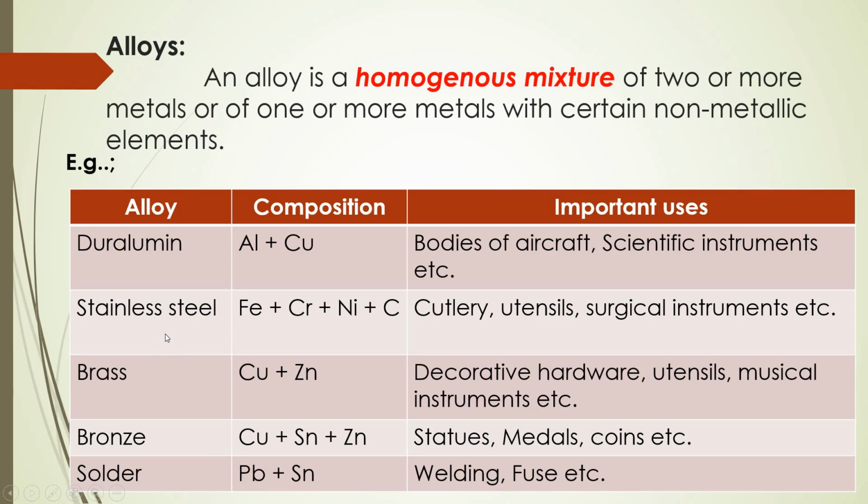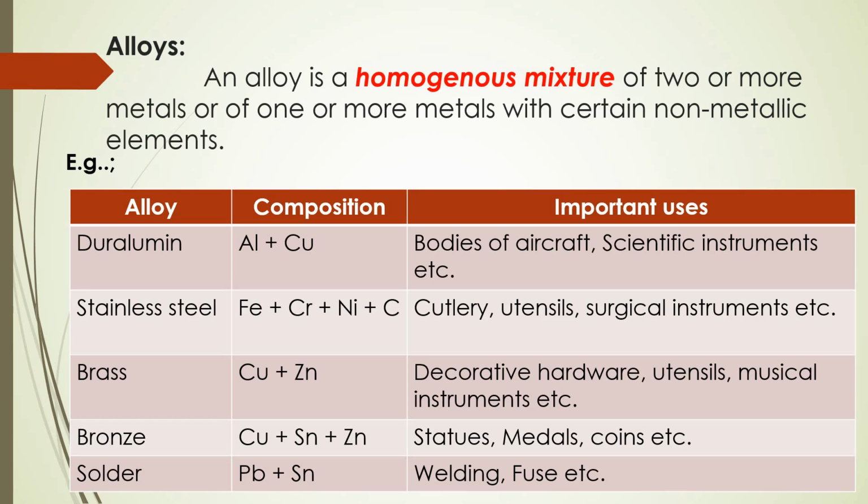Another important alloy is stainless steel. Stainless steel is an alloy of iron, chromium, nickel, and carbon. If you see here, we have three metals and one non-metal. So it is an example of an alloy formed by metals as well as non-metals. And it is very strong, it does not get rusted easily. Therefore it is used to make cutlery, utensils, surgical instruments, etc.